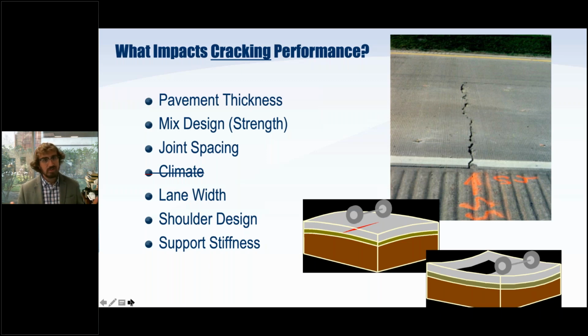Additionally, we have climate, which isn't going to change no matter what. If we have a project, we have to deal with the climate situation. We also have lane width, which again changes the dimensions of our pavement and can also get our truck traffic off of the edge of our pavement, reducing our stresses. We also have a shoulder design. You can imagine if we have a concrete shoulder, those too can actually help share the load a little bit and help reduce the edge stresses on our pavement. And then finally, support stiffness. So you'll notice the last thing on there, the thing that's not quite as important, is that support stiffness. What are the actual underlying layers that are helping impact our pavement performance?